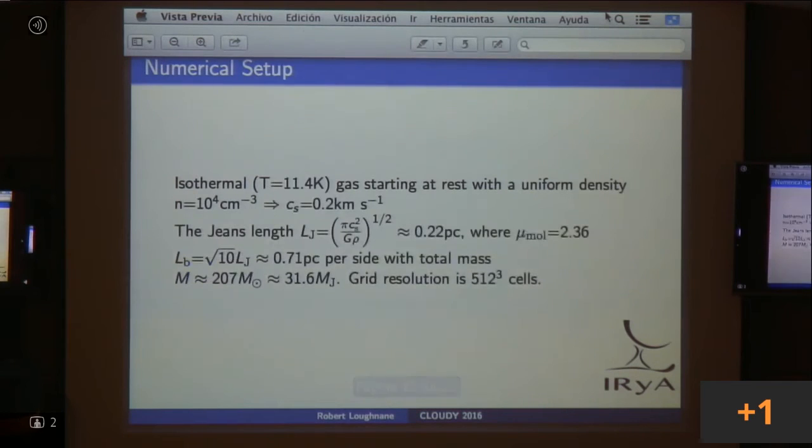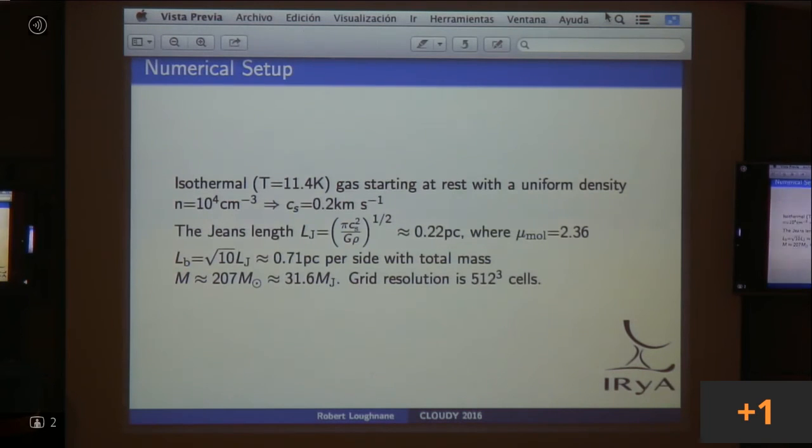So let's look into more detail at Keto's model from 2015. It's an isothermal core gas, temperature of 11.4 Kelvin. It's initially at rest, as I said before, with a uniform density of 10 to the 4 per cubic centimeter. The fluctuation has a density of 1.5 times 10 to the 4, but the background medium mean density is 10 to the 4. This makes the sound speed of the order of 0.2 kilometers per second.